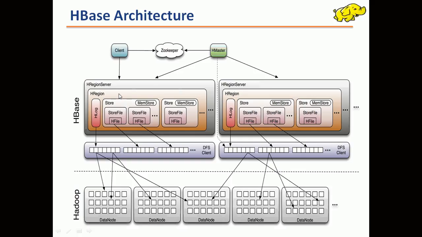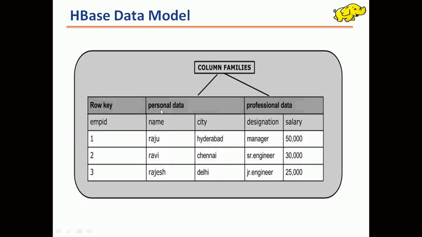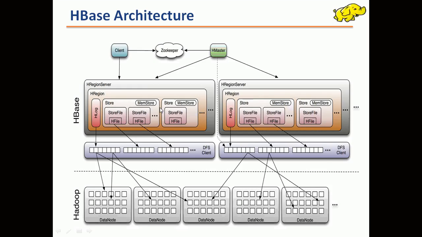So a region will have the horizontal split of your data, like the entire 5 rows, and again it is subdivided into stores. Each store is managed by particular column family values. As in the previous example, we have two column families: one is personal data, another is professional data. One column family's data is handled by one store, and the next column family, professional data, is handled by another store.